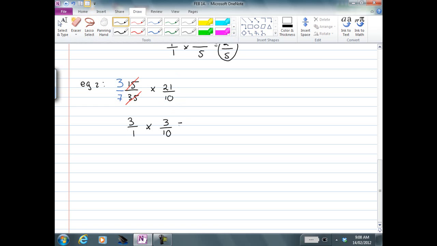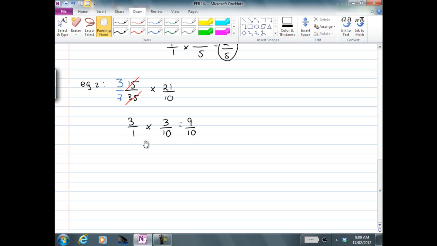So now we go ahead and multiply. 3 times 3 is 9 over 10. See how easy I made the problem? If I ask you, if you multiply straight across, you won't do it. It's going to be too hard. But if you take your time and do that.